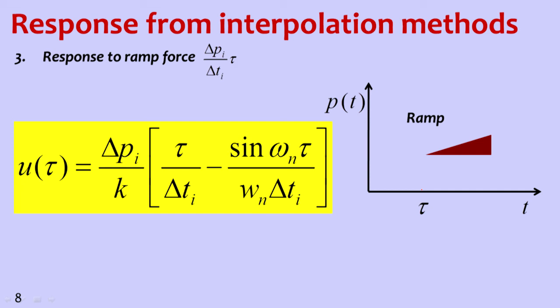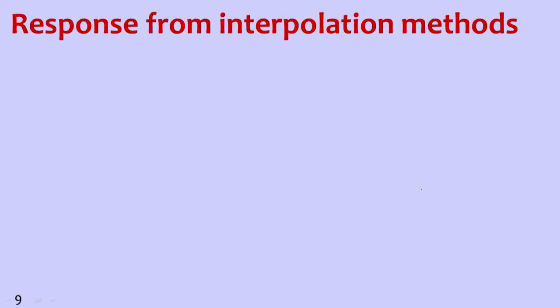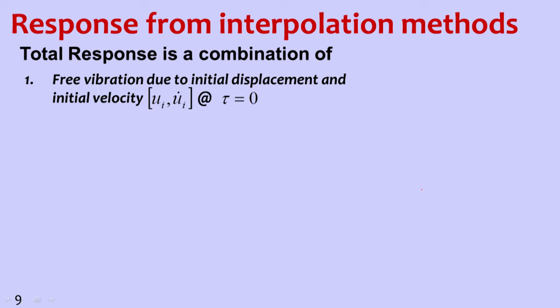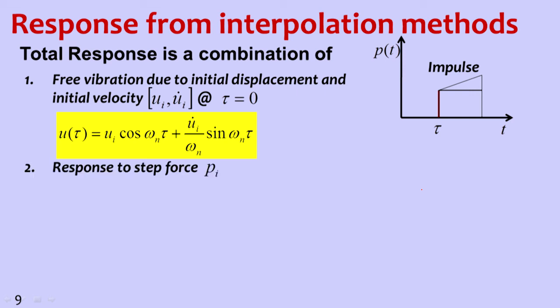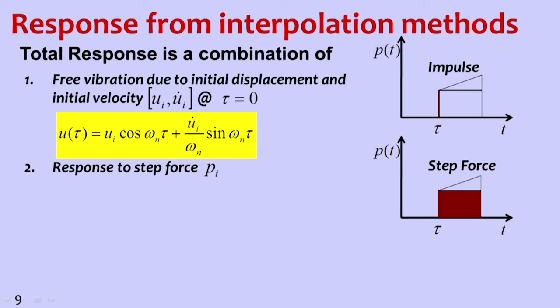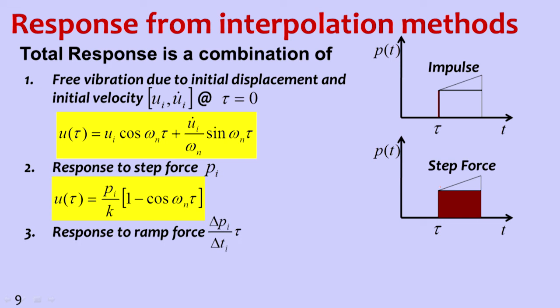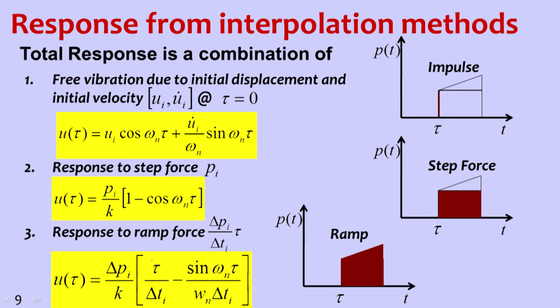That means the same delta t we can use throughout. These three responses we need to add to get the response using interpolation methods. First one is free vibration due to initial displacement and initial velocity at time tau, then second one is the response to step force pi, where there is a sudden jump, and third one is the response to ramp. The total force is this, as represented in the third diagram. We need to add these three things to get the total response using interpolation methods.